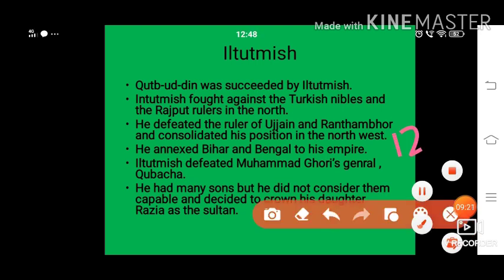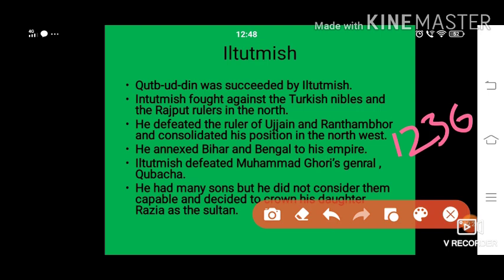Let me write it for you. In 1236, who became the Sultan of Delhi? Razia Sultan. Because Iltutmish had many sons, but he did not consider them capable of handling his kingdom. So he decided to give the crown to his daughter Razia Sultan. She was more capable, more able and qualified than all her brothers.